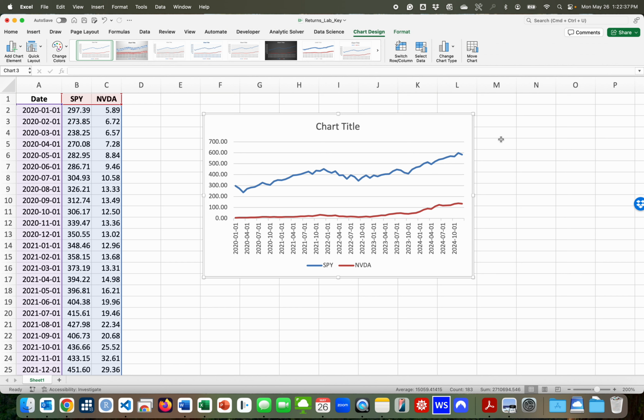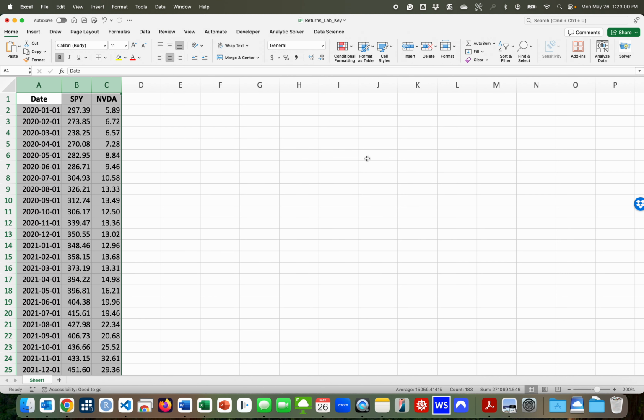What we really care about is the return. So if $1 was invested in SPY versus NVIDIA, which one would provide the highest return? It's not necessarily the one with the highest price, it's the one with the largest percent change in the price. So we have to generate the returns using a formula that you're going to use over and over again in this class. So I'm going to go ahead and get rid of this plot right here.